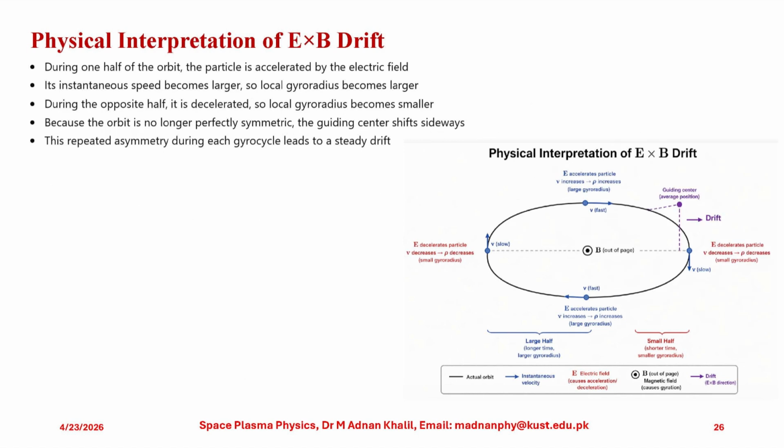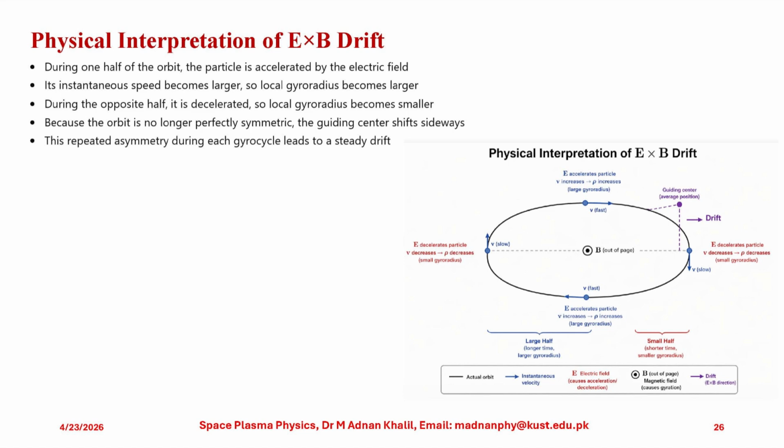The physical interpretation of the E cross B drift becomes clearer from the orbit shape. During one half of the Larmor orbit, the electric field accelerates the particle, so the speed becomes larger and that side of the orbit becomes larger. During the other half, the electric field decelerates the particle, so the speed becomes smaller and that side of the orbit becomes smaller. This makes the orbit asymmetric.